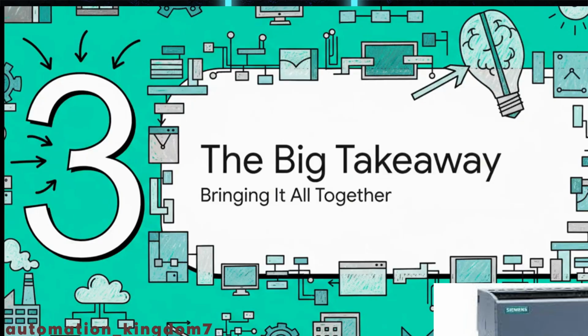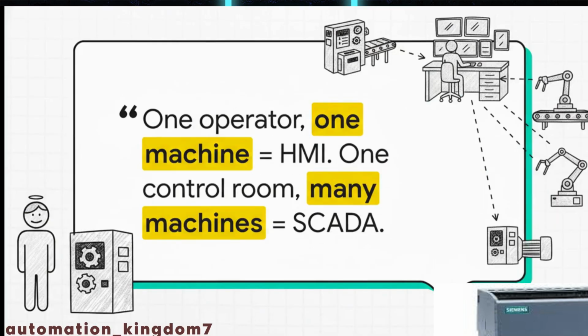Phew! Okay, we've covered a ton of ground. Let's bring it all home and lock in that big picture takeaway so it really sticks. We are coming right back to our simple, powerful rule of thumb. After seeing all those examples, this sentence should have so much more meaning now, right? It really is the clearest way to think about it. One operator, one machine, HMI. One control room, many machines, that's SCADA.